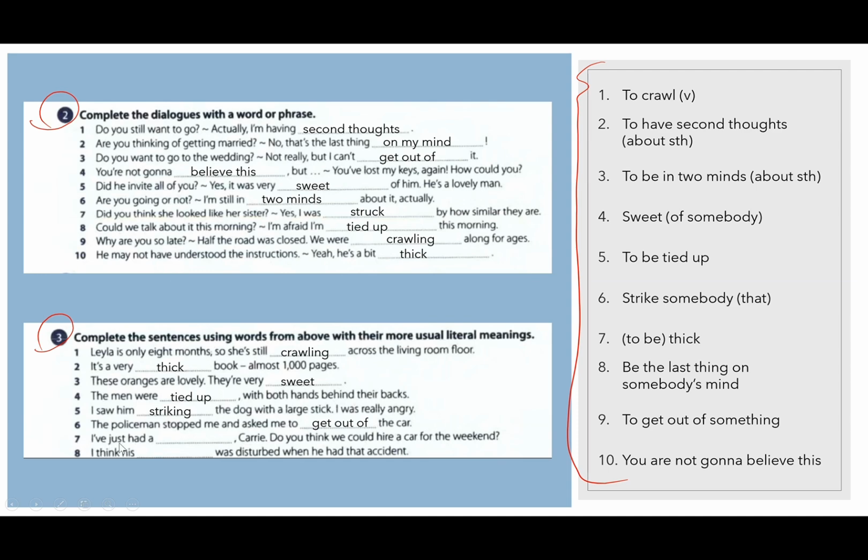Number 7. I have just had a, what? Carrie. Do you think we could hire a car for the weekend? I've just had a thought. All right, number 8. I think his what was disturbed when he had that accident. I think his, which one? Mind was disturbed when he had that accident.